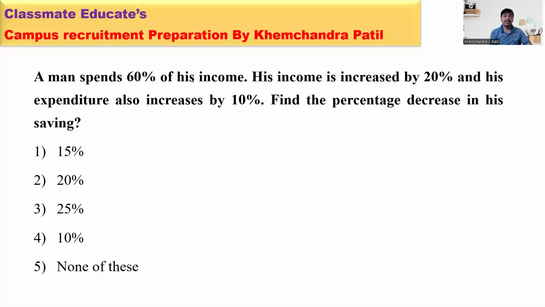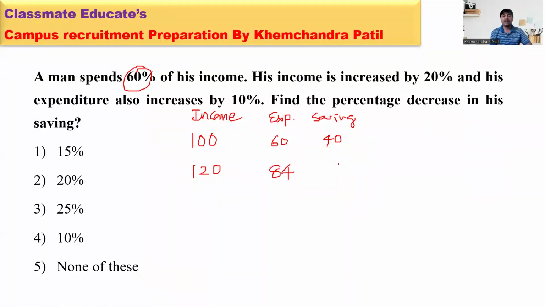Next question. A man spends 60% of his income. Now this is a question on percentage. Let us say the man's income is 100, and income has only two parts, that is expenses and saving. He spent 60% of his income, so expenses are 60 and saving is 40. Now his income is increased by 20%. So earlier it was 100, now it becomes 120. He also increases the expenditure by 10%. Earlier he was spending 60%, now he is spending 70%. So 70% of this is nothing but 84. That means he is saving only 36 rupees now. 120 minus 84 is 36.